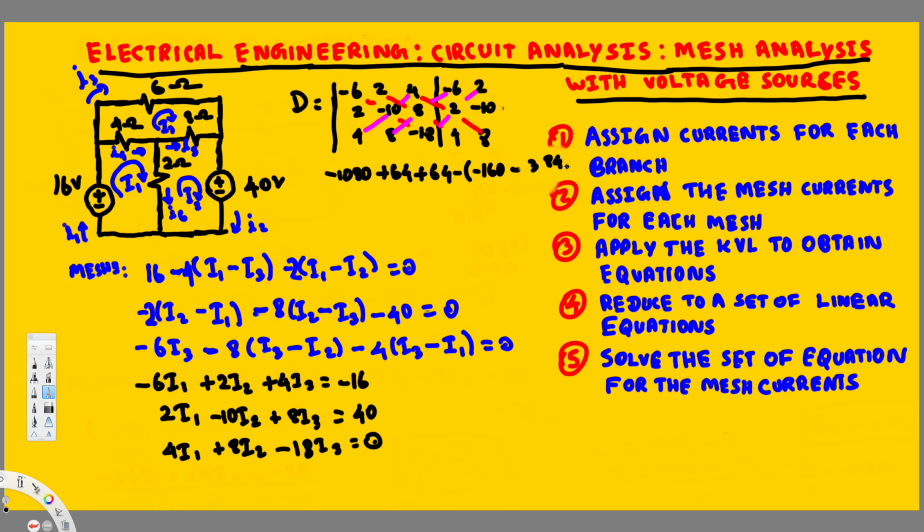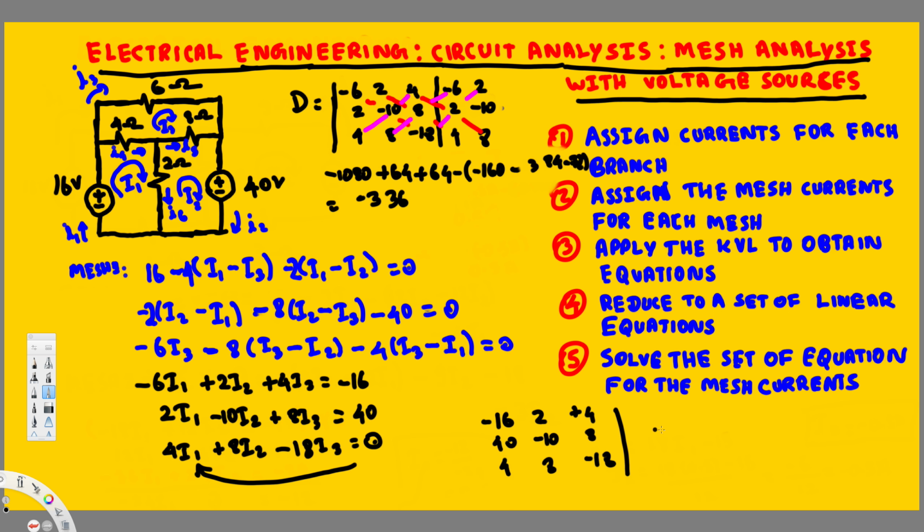Now this is our original determinant. Now we have to swap. Like if you want to find I1, you have to swap this term, this one, and write this. So the matrix is going to be minus 16, 44, and then we are going to have 2 minus 10, 8, plus 4, 8, minus 18, and then we have to write the first two terms again. That's going to be minus 16, 44, and then 2 minus 10, 8, right?